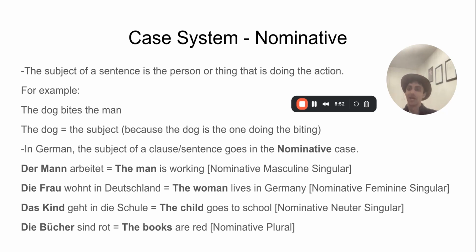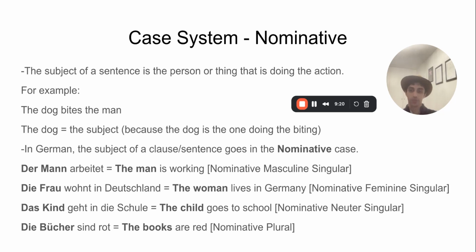Obviously, most of the time, it should be this way around, if anything. The dog bites the man rather than the man bites the dog. But whoever is doing the biting, they would be the subject, because they're the one doing the action of the verb in the sentence. In German, whoever or whatever that subject is, the grammatical subject of a clause or sentence, that should always go in the nominative case.